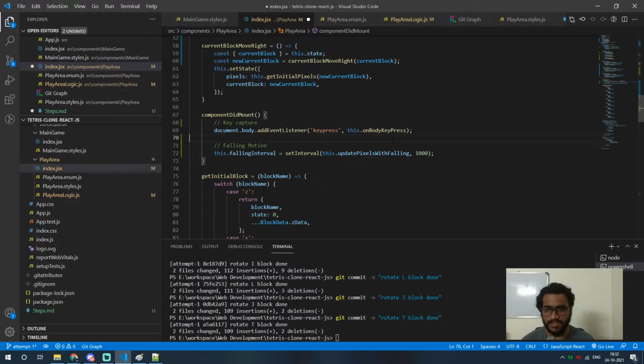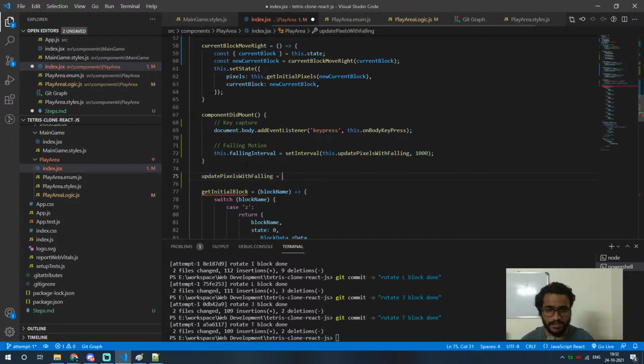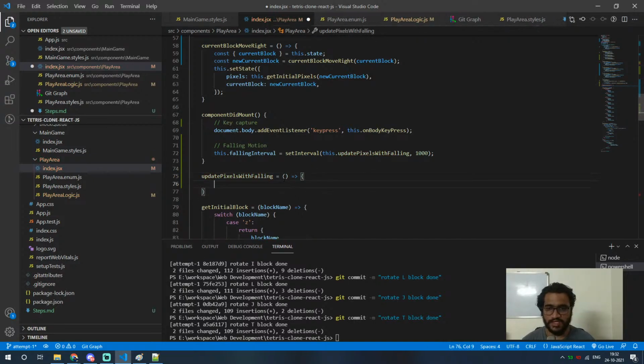I'm not using any such language which is used in professional game building. I'm just explaining what I know about them in simple language. Okay, layman terms. Okay, so now for falling, we have set an interval of every 1 second.